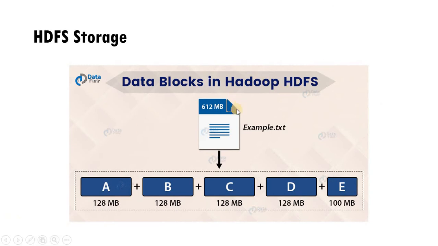Let's understand it with an example. Suppose this is one file and the size of the file is 612 MB, and as we already know the default size is 128 MB. So we divide this file into different blocks A, B, C, D, E, and the size of each block is 128, 128, 128 and 128, but the remaining size is only 100 MB. In that case the last block size is not 128 MB, but the remaining 100 MB. That is how blocks are created in HDFS and stored at the data node.